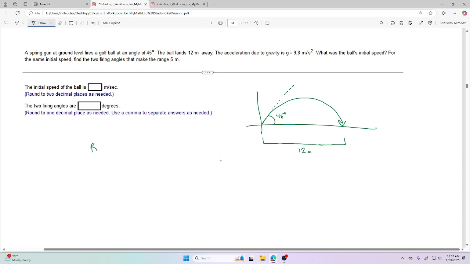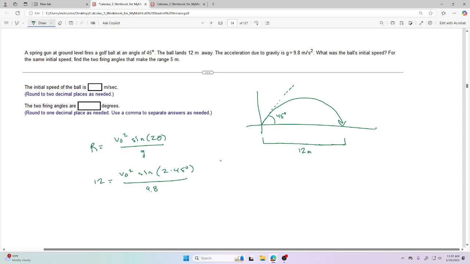Oh, I like that. Let's do that. Yeah, if there's a formula. So range was R equals V naught squared sine 2 theta over g. Thank you very much. That's perfect. We know the range is 12. We don't know V naught. We'll get to that later. We know that the angle was 45. And because we're talking meters, then it's 9.8 again.